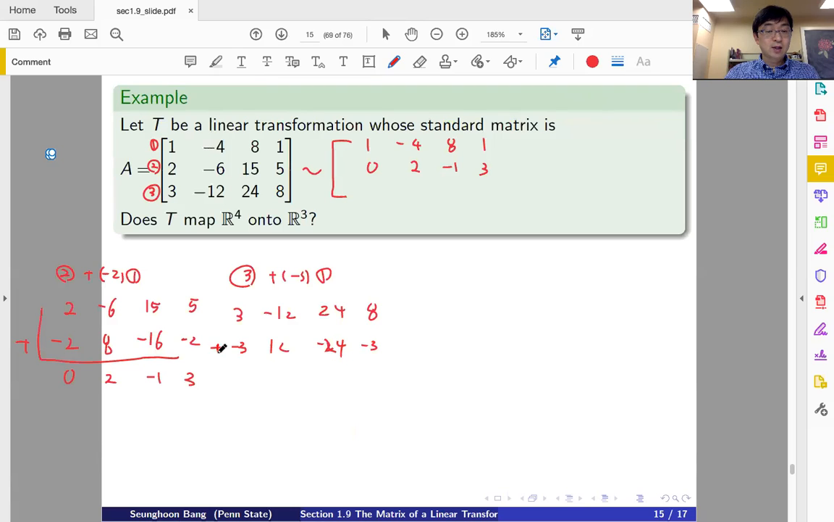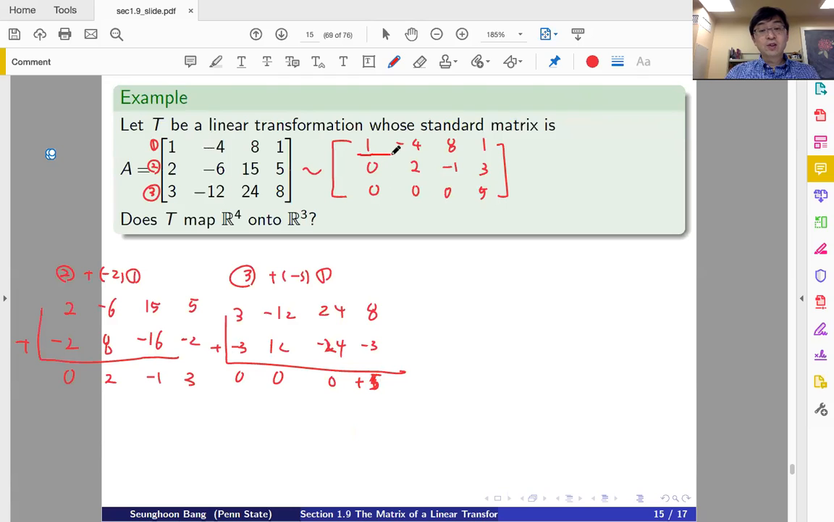So you add these two rows. We have 0, 0, 0, and then +5. So we have 0, 0, 0, 5. This is onto. You can check.